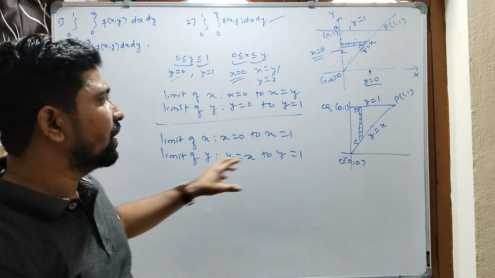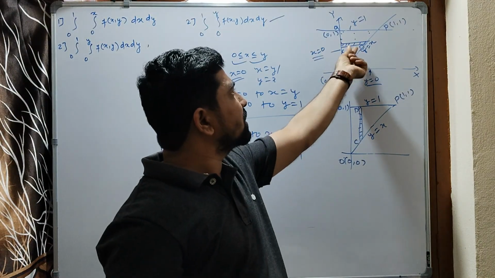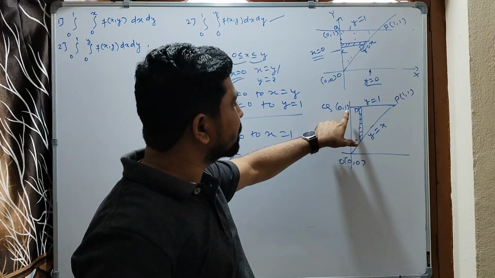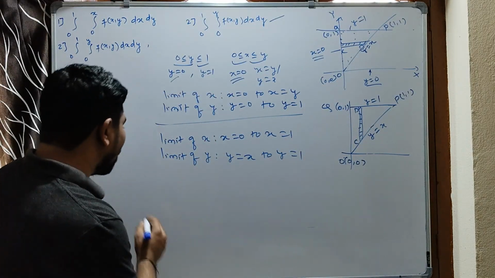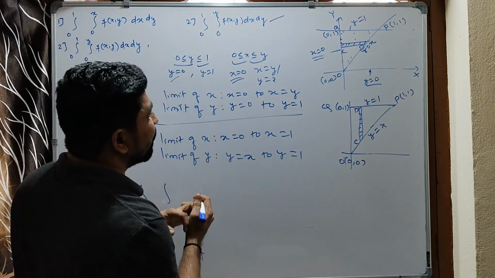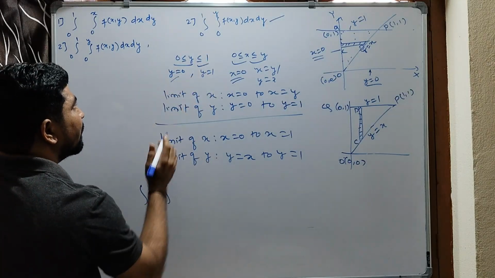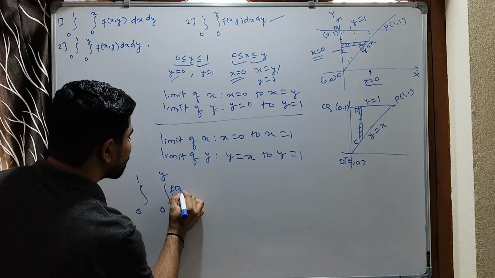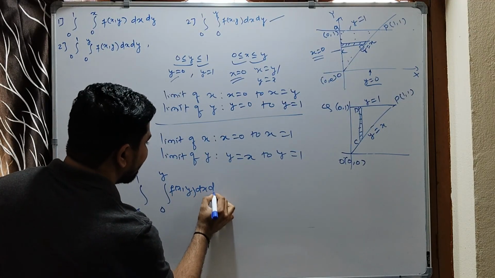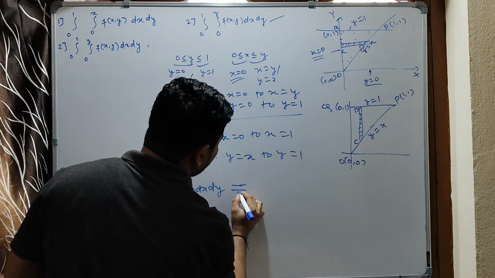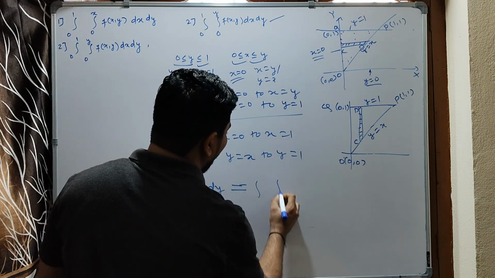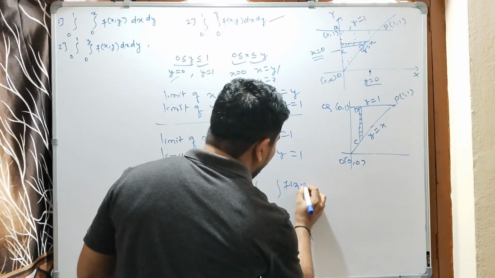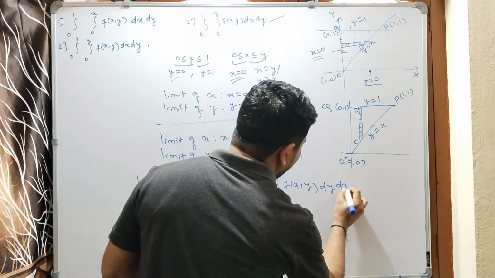Therefore after changing the order, this was the horizontal strip, integration with respect to dx dy, and this is the vertical strip, integrating first with respect to y and then x. So from dx dy, which is the integral from 0 to 1, 0 to y, of f of x comma y dx dy, as given in the question, I now want to change the order to dy dx. So this is f of x comma y, dy and then dx.